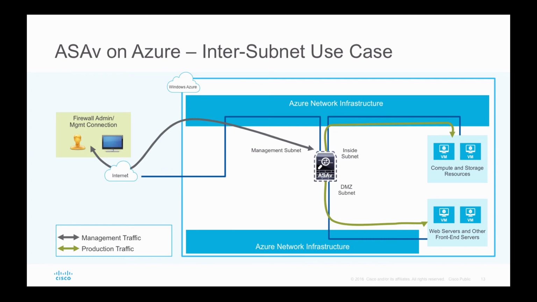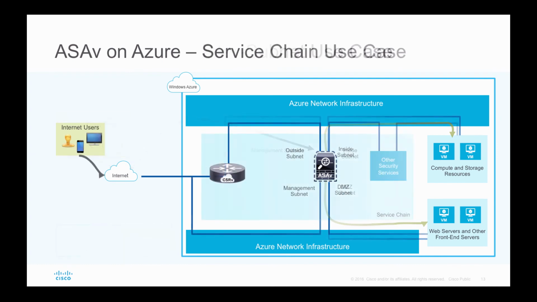The other use case is the inter-subnet use case. So you can provision ASA, like in this example, where we have a DMZ interface. On the DMZ we have front-end web servers talking to database or storage resources located in the inside subnet. So ASA can control and filter traffic between these two subnets.